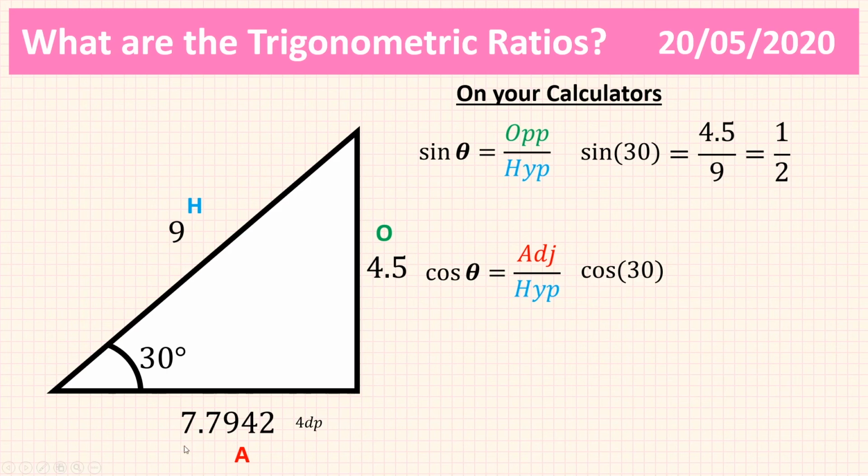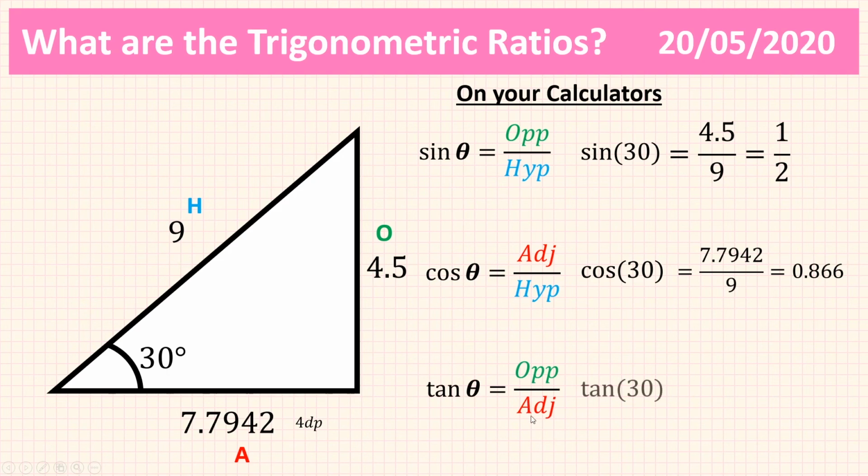So I'm going to do this number, 7.7942 divided by 9, and I still get 0.866. So it works for cosine as well. So far, this triangle is looking like it's a right angle triangle. We're going to check it for tan now. So tan of 30, and I do my calculation, 4.5 divided by 7.7942, and I get 0.577. And we know that's the value of tan of 30.